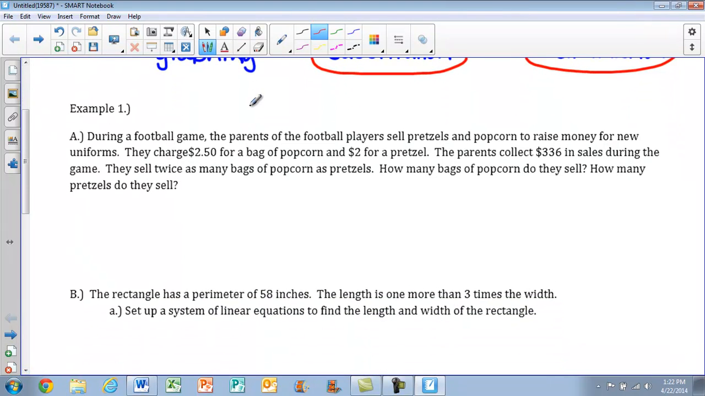It says that during a football game, the parents of the football players sell pretzels and popcorn to raise money for their new uniforms. They charge $2.50 for a bag of popcorn and $2 for pretzels. The parents collect a total of $336 in sales during the game. They sell twice as many bags of popcorn as they do pretzels. How many bags of popcorn do they sell, and how many pretzels do they sell?